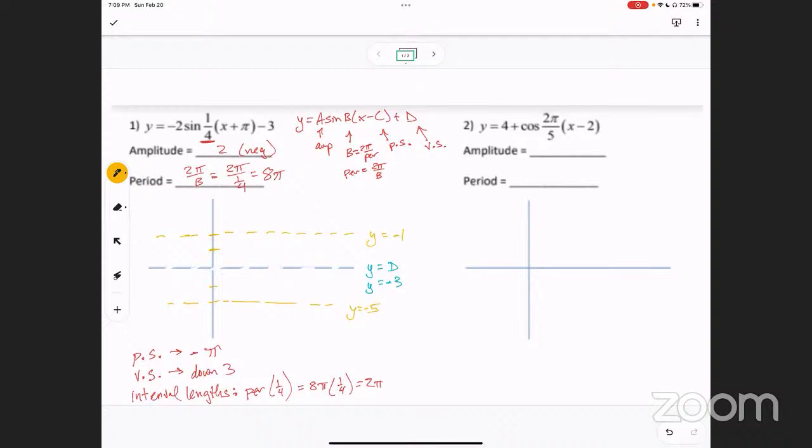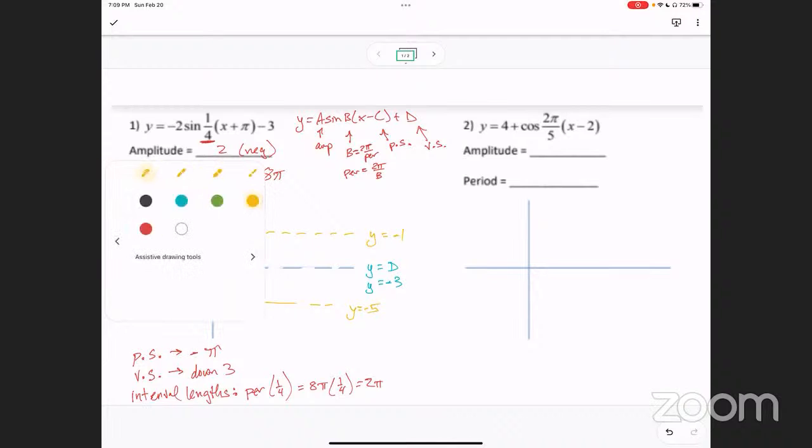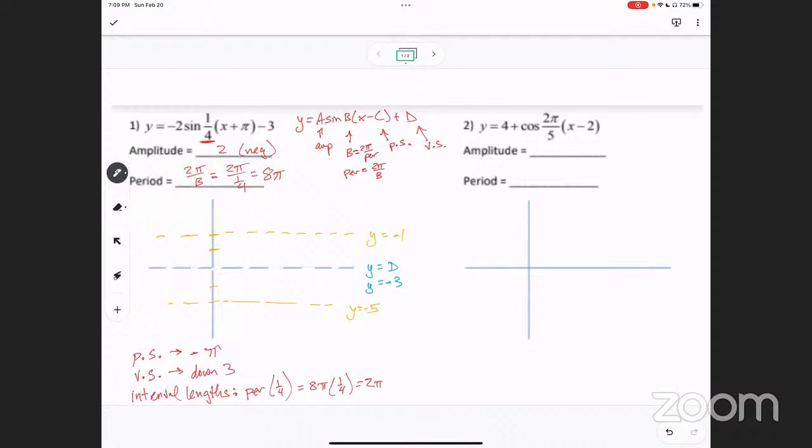Now I'm going to do my shift. My phase shift was negative pi, so I'm going to go negative pi over here. By the way, my y-axis is up here now. Can you see that? I'm sorry, my x-axis. This is my y-axis, but my x-axis is all the way up here. See how I kind of cheated the system a little bit there?